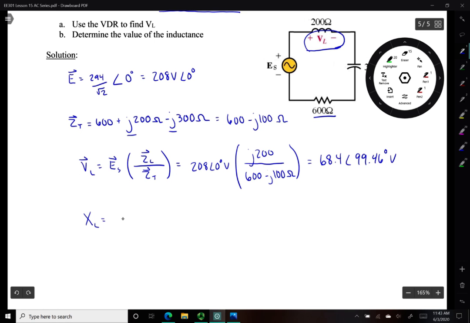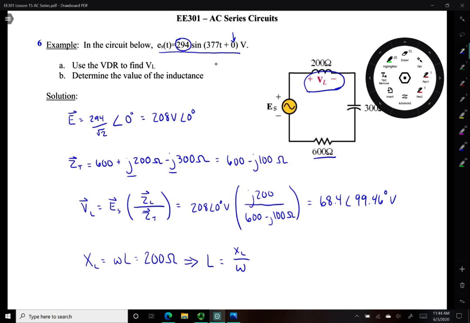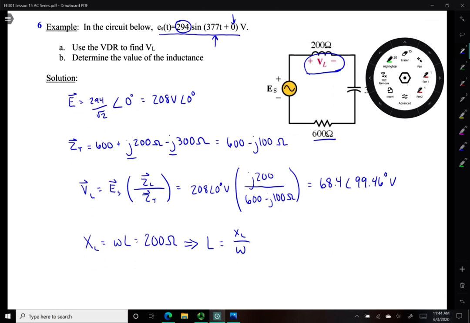Well, if we know that our reactance value is equal to omega L, which is equal to, in this circuit, 200 ohms, we can rearrange our formula so that we can solve for just the inductance, which is equal to that reactance divided by omega. Well, omega is offered to us right up here in that time domain representation as 377. So this simply becomes 200 ohms divided by 377.